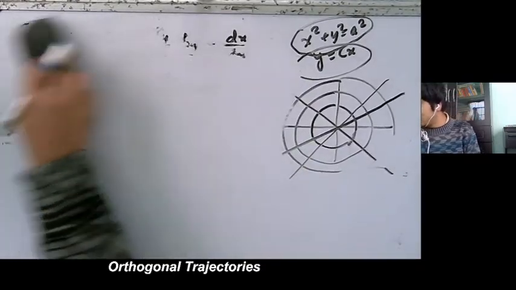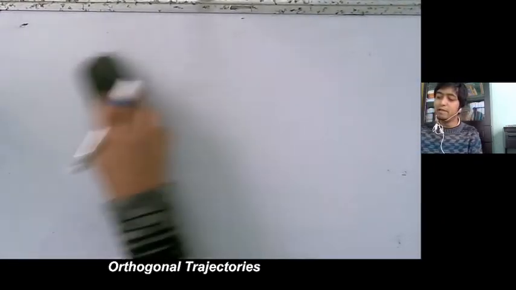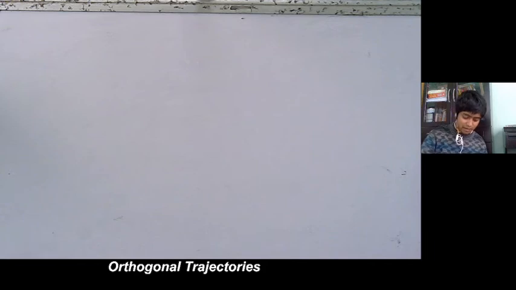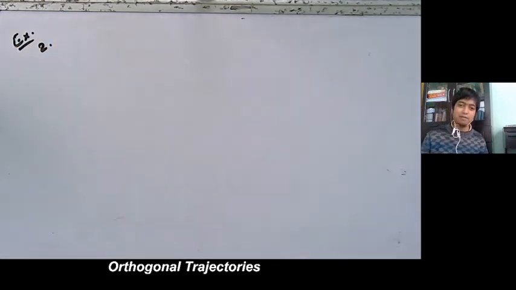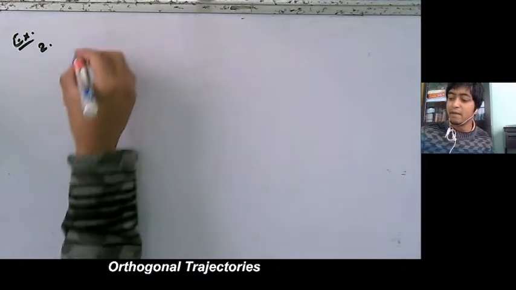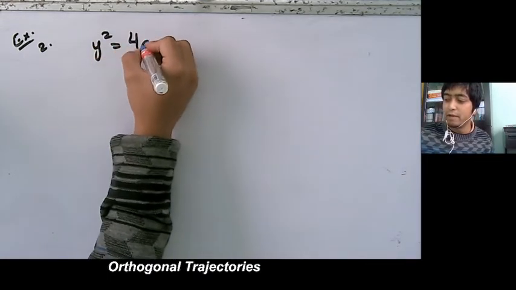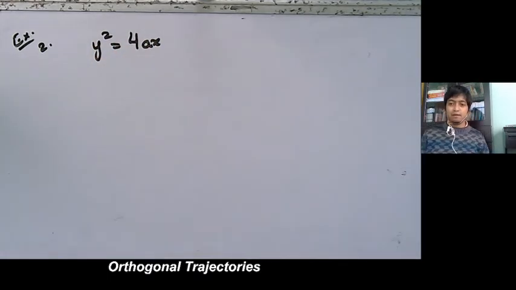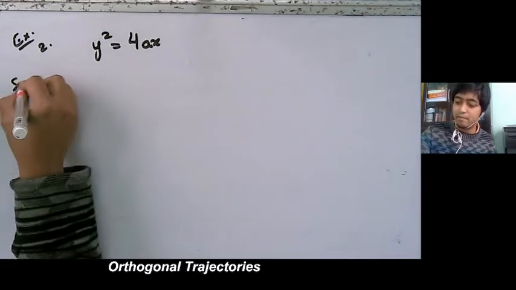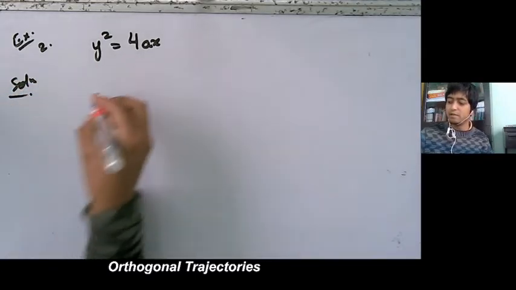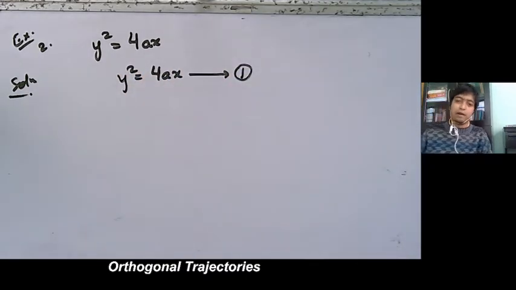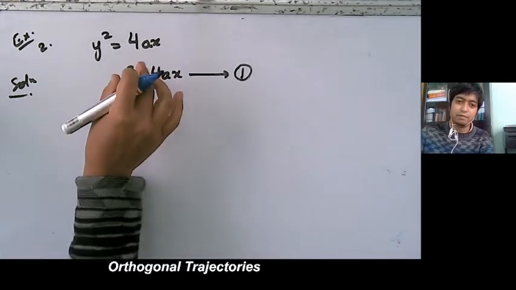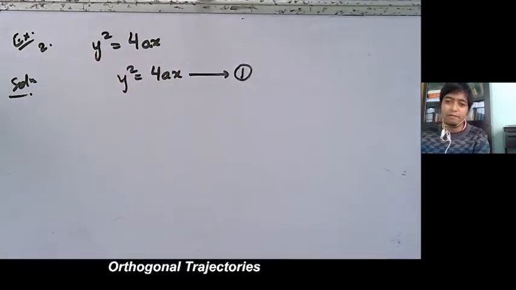Just in case it is not clear how to do the method, let me show another example. Example number 2. Again, the same question: obtain the orthogonal trajectories, but over here it's y squared equal 4ax. Okay, so let's see. The given equation, write it as 1. I won't even draw it, but just for you to know, this is an equation of a family of parabolas.